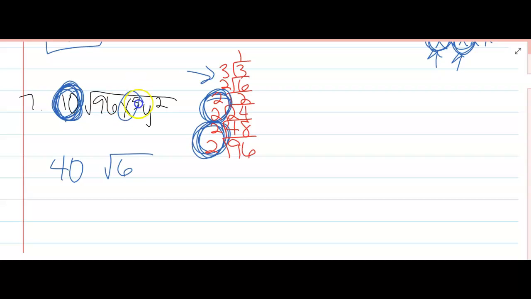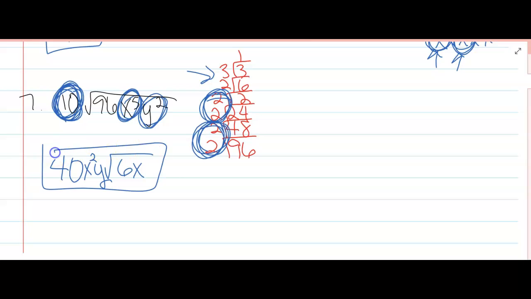Now for the variables, with the x to the 5th, if you have 5 x's being multiplied together, you could make 2 pairs, so an x squared. But you're going to have that one x that's left over that doesn't have anything to pair up with. And then for the y squared, 2 y's, you could just make 1 pair with nothing left on the inside. So it would be 40x squared y times the square root of 6x.